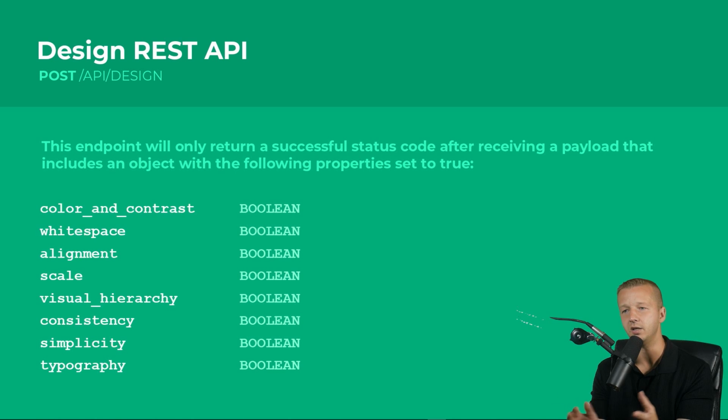Each time you either add, remove, or modify one of these elements that are a part of your UI design, you have to ask yourself, did you consider color and contrast, white space, alignment, scale, visual hierarchy, consistency, simplicity, and typography? And if you did, then you could set these all to true. If you didn't, then you're going to return a failed status code, or the fictional API is.